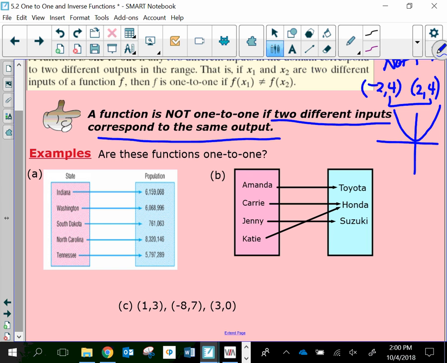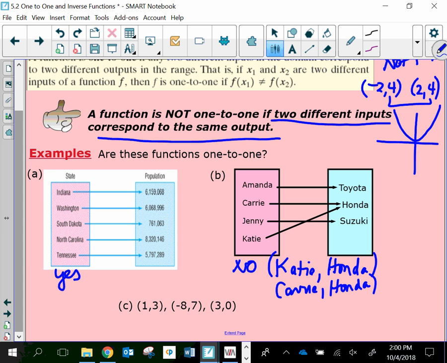Is that 1 to 1? Yes. Each input has one output. Okay. What about this one? No. Because if you were looking at Katie drives a Honda, that's your ordered pair, and Carrie drives a Honda. Okay? All right.